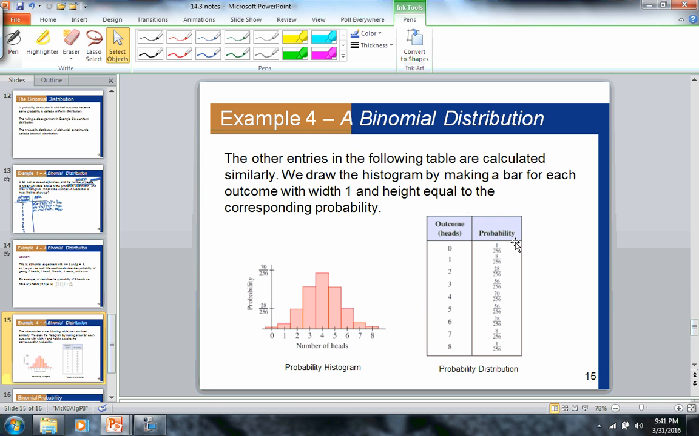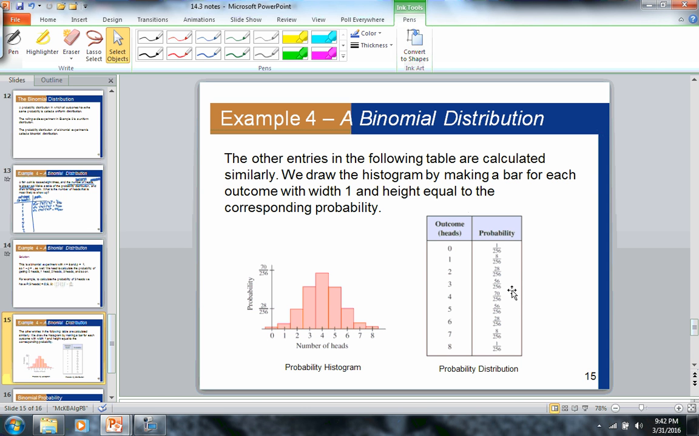So we have the 1 out of 256, just like we calculated, the 8 out of 256, and then the 28 out of 256. It's kind of hard to see, but then it goes up to 56, and then 70, and then it goes back down, 56, 28, 8, and 1. So the pattern does repeat. And then when we make our histogram, again, across the bottom, we want the number of heads. We want 0 through 8. And then we can choose how we want to make our units for the probability. But we have to go from 1 out of 256 all the way up to 70 out of 256.